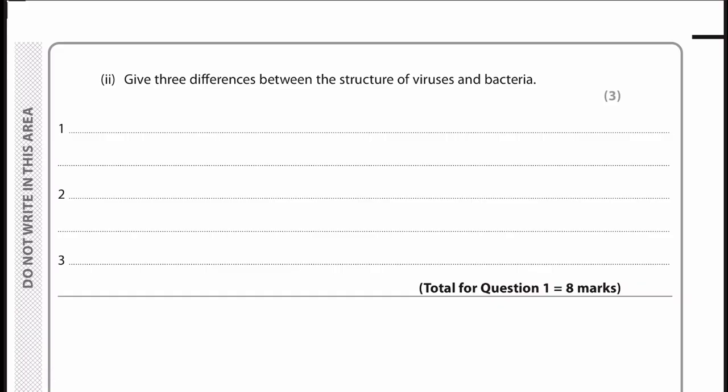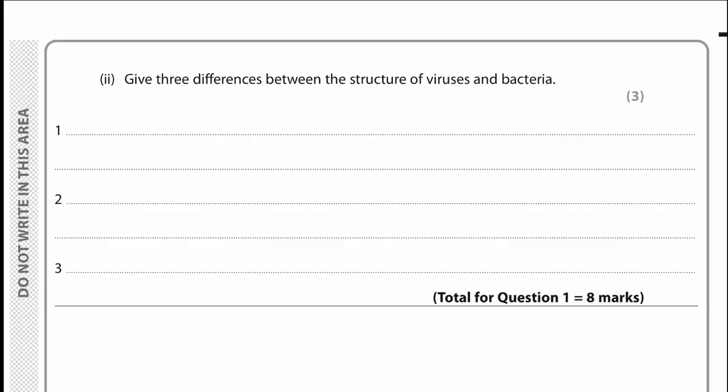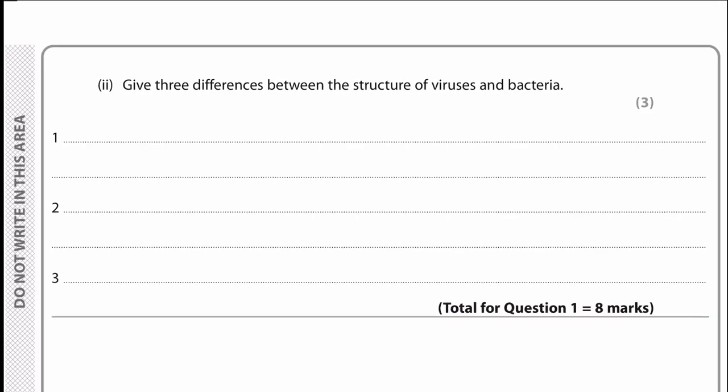Give 3 differences between the structure of viruses and bacteria. Now this should be pretty easy. There's many differences. And a lot of them are related to the fact that a virus is not a living organism while a bacteria is. So what can we say here? Well, one thing that we should know that's really specific for a virus is that it has a protein coat. When you see structure of a virus, you always see this protein coat for virus.